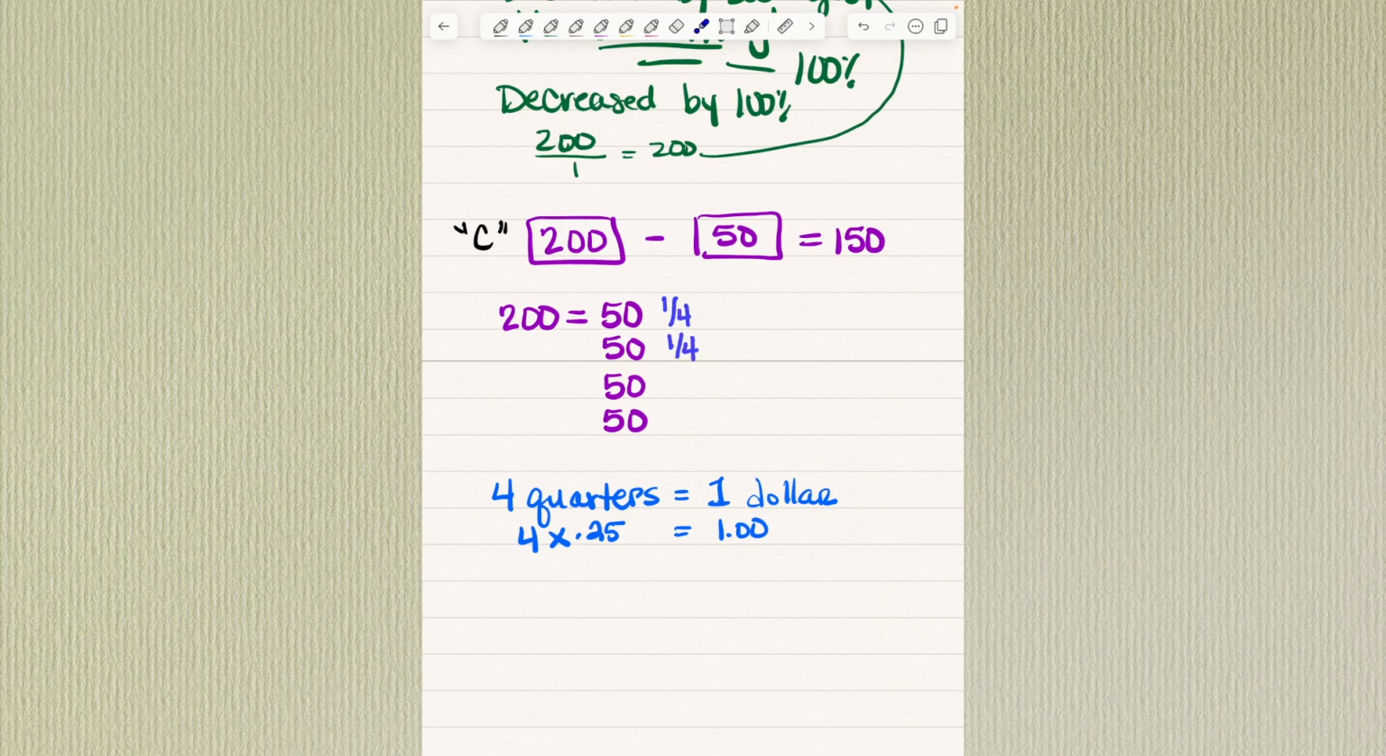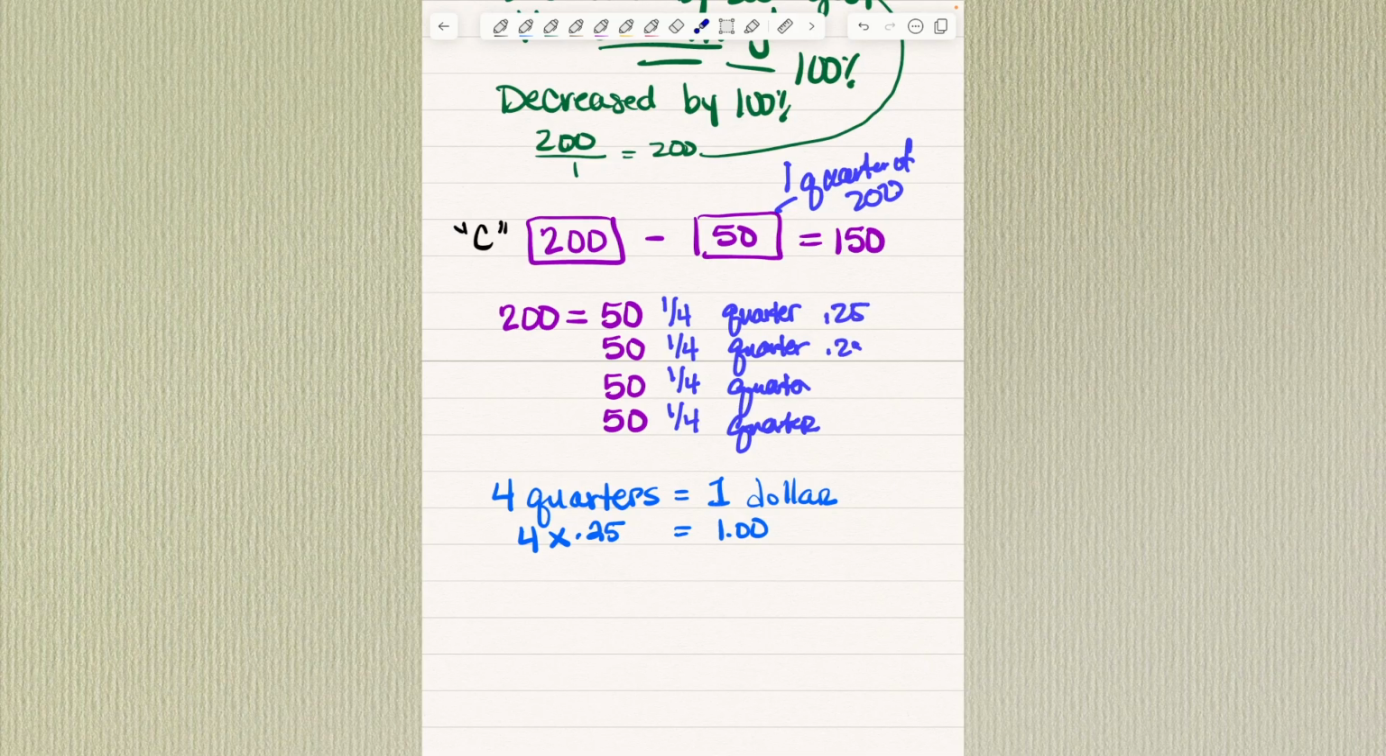This is 1/4 of 200. This is also 1/4 of 200. Another way to say 1/4 is a quarter. This is a quarter of 200. That's a quarter of 200. And that's a quarter of 200. So 50 represents 1/4 of 200. That means this is 25, this is 25, this is 25, this is 25.